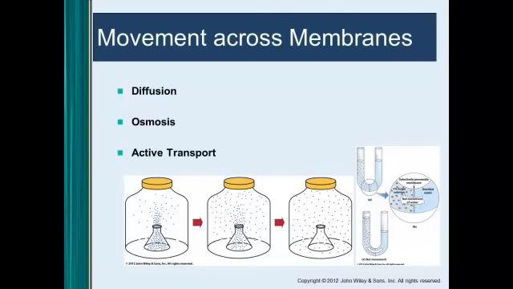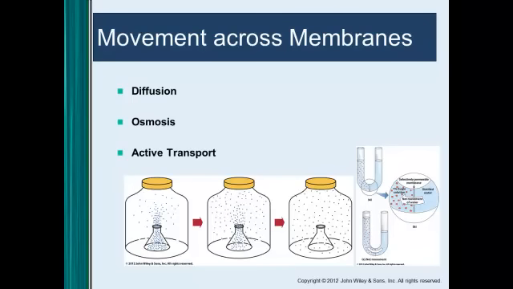Osmotic pressure is defined as the pressure required to prevent the net flow of water by osmosis. The least amount of hydrostatic pressure required to prevent the movement of water from a given solution into pure water is the osmotic pressure of the solution.